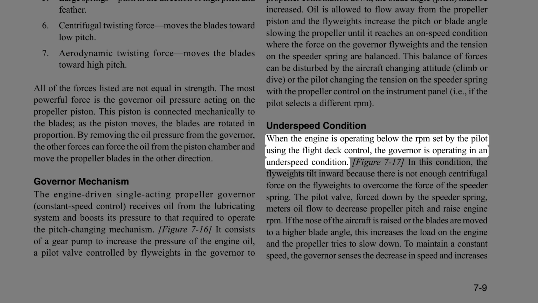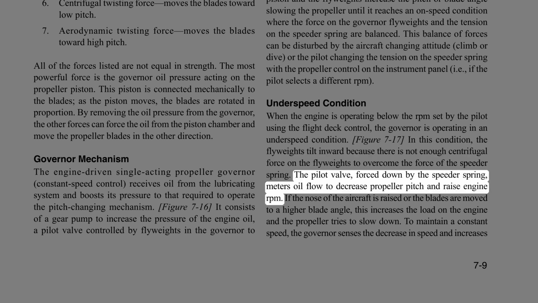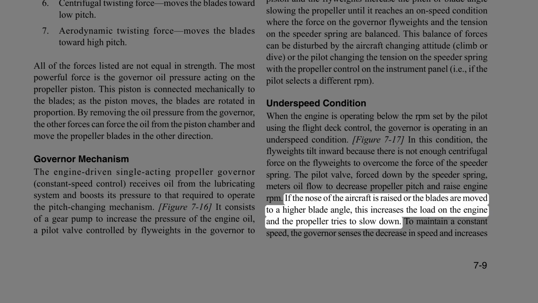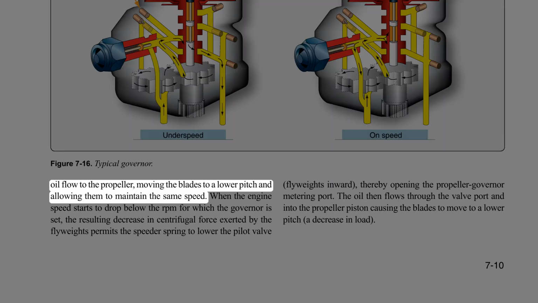Underspeed condition. When the engine is operating below the RPM set by the pilot using the flight deck control, the governor is operating in an underspeed condition. In this condition, the flyweights tilt inward because there is not enough centrifugal force on the flyweights to overcome the force of the speeder spring. The pilot valve, forced down by the speeder spring, meters oil flow to decrease propeller pitch and raise engine RPM. If the nose of the aircraft is raised or the blades are moved to a higher blade angle, this increases the load on the engine and the propeller tries to slow down. To maintain a constant speed, the governor senses the decrease in speed and increases oil flow to the propeller, moving the blades to a lower pitch and allowing them to maintain the same speed.